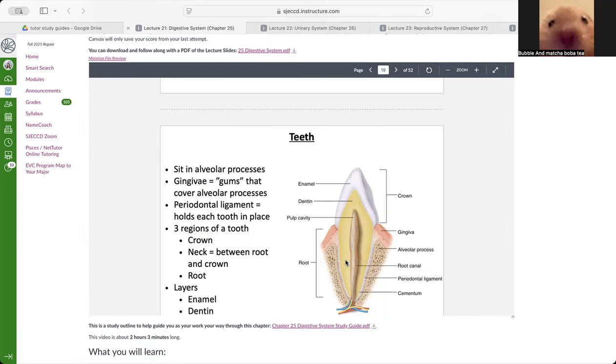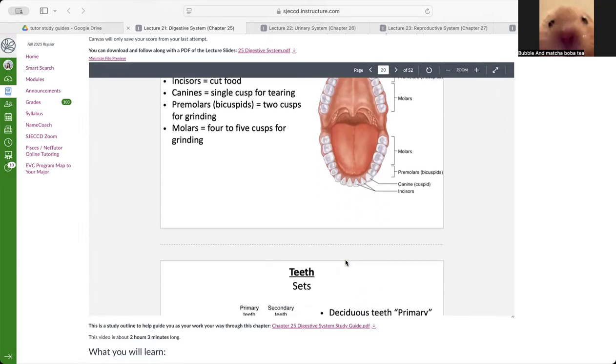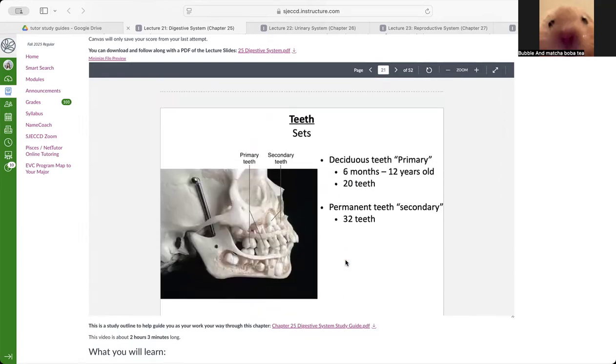While the tooth cavity is a space with connective tissue. There's room for blood vessels, nerve endings, and lymphatic capillaries to move through that canal area. So the root canal is an extension of the pulp cavity down into the root. So we have incisors that cut food, canines that are for tearing, premolars that are for grinding, and molars that are also for grinding. So we have two sets of dentitions. Deciduous is baby teeth, while permanent is called secondary.